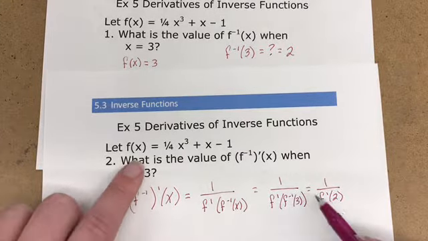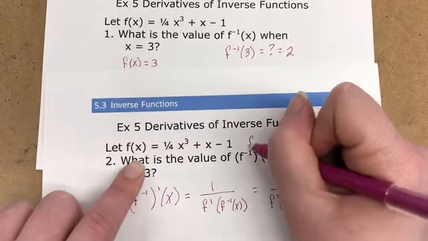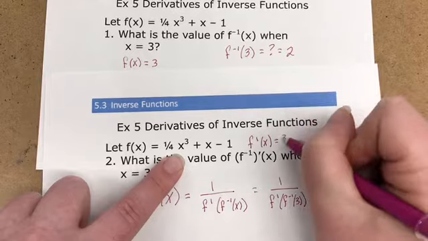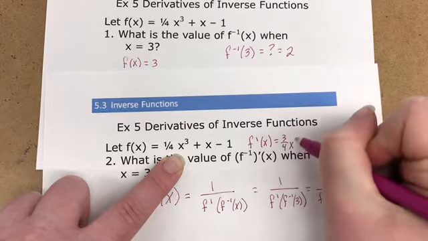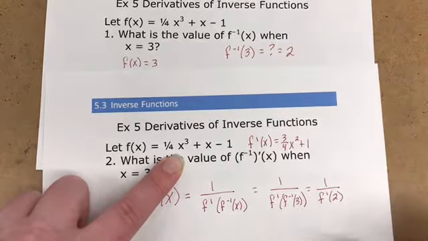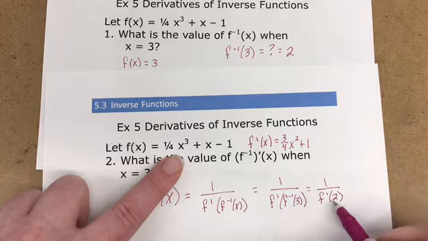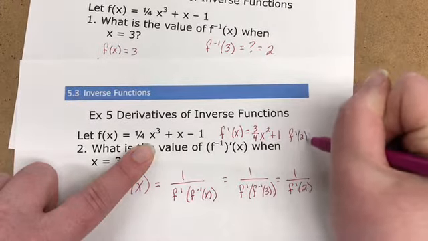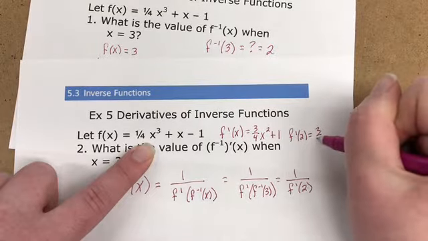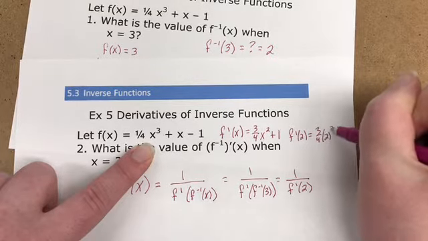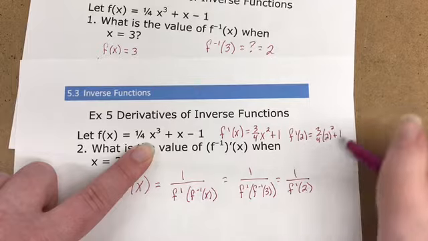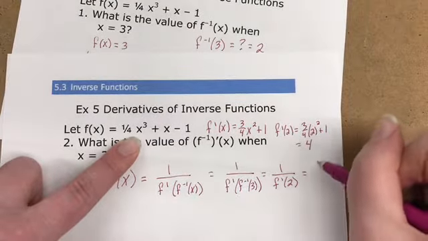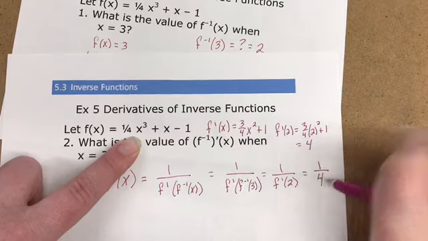So to find f prime, I haven't done that yet, so I'll do that up here. So f prime of x would be 3/4 x squared plus 1. So to find f prime of 2, I just have to plug 2 in there. So I get 3/4 times 2 squared plus 1. And this would give me 4. So I get 1 over 4.